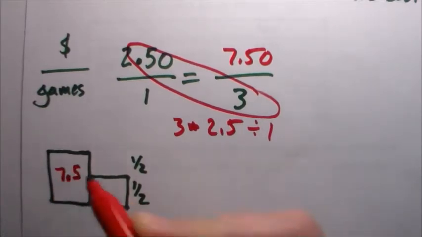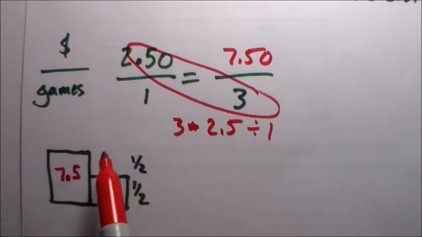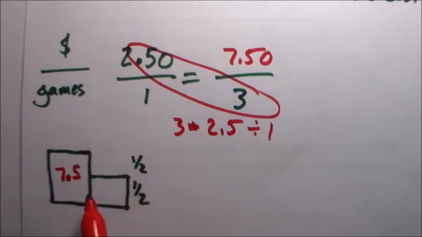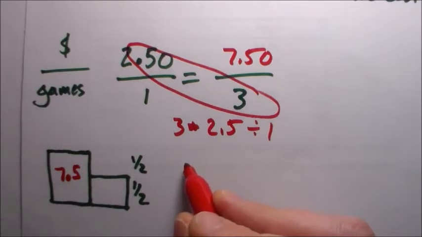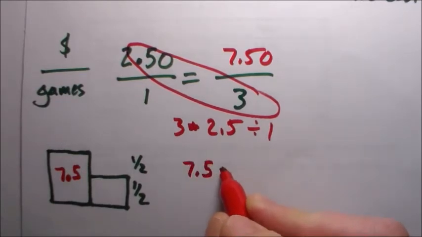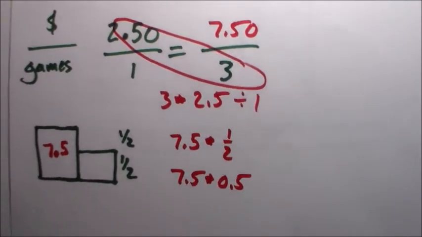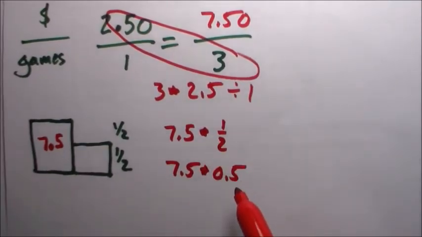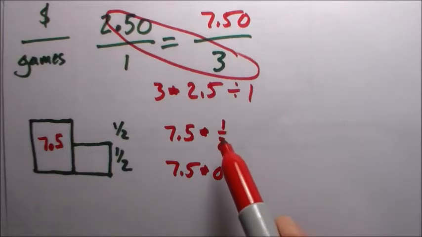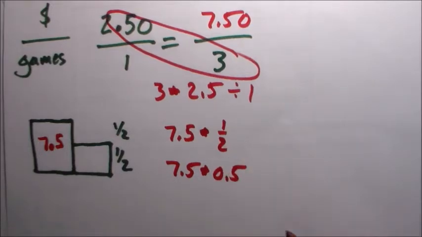I'll just write 7.5. It normally costs 7.5, but now, as this little tape diagram shows, it's going to cost 1/2 of 7.5. So we can do that as 7.5 times 1/2, or we can do that as 7.5 times 0.5, right? Because that makes sense. This is the same thing. Multiplying by half and multiplying by 0.5 is the same thing, because 1/2 equals 0.5.